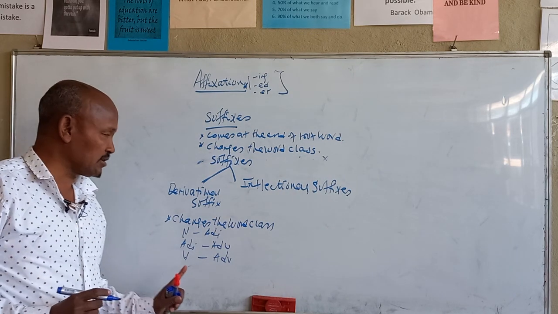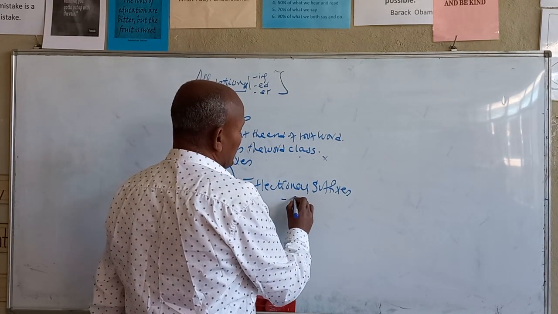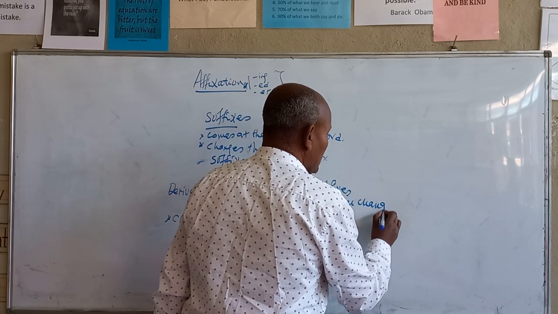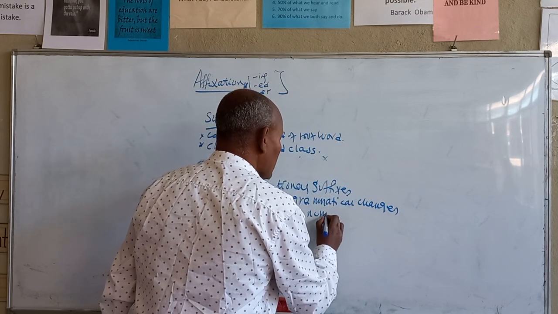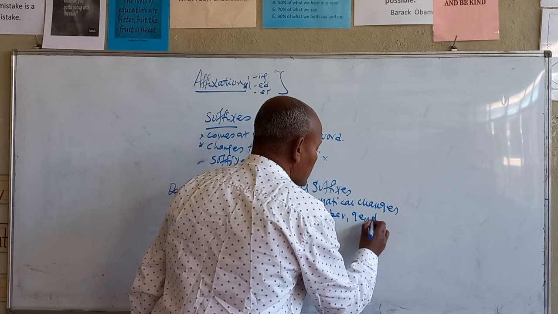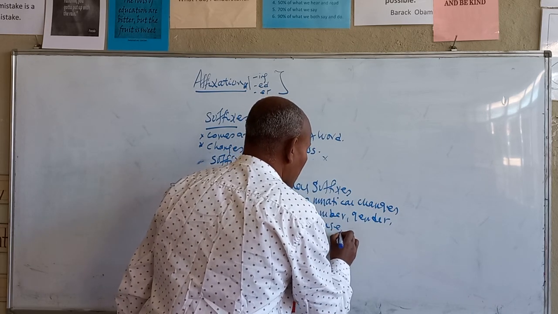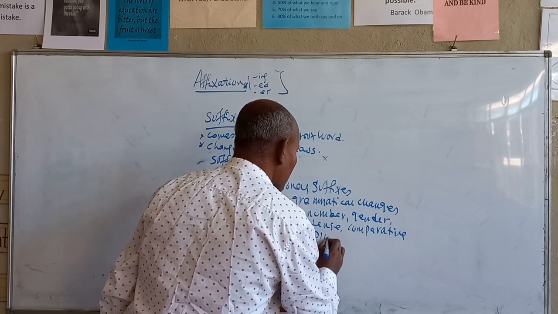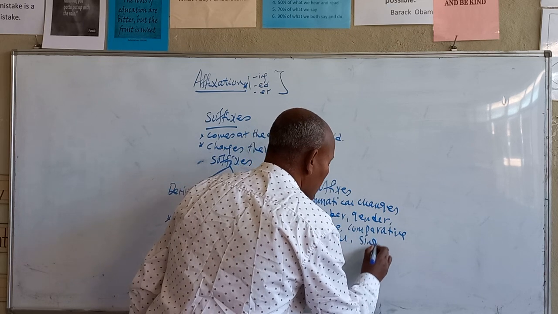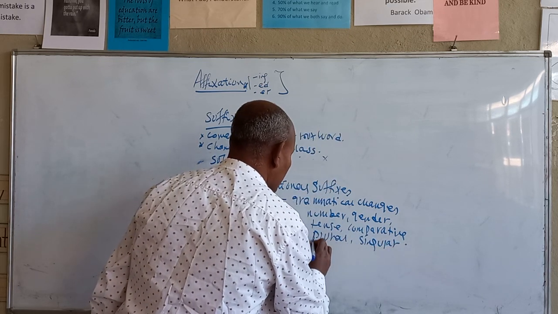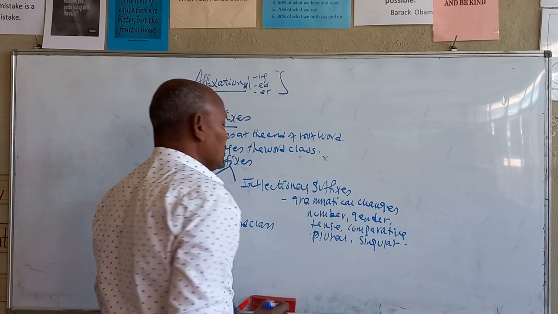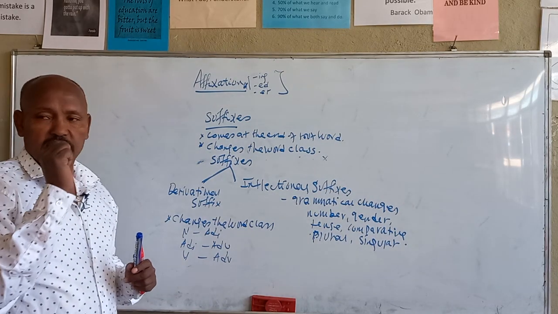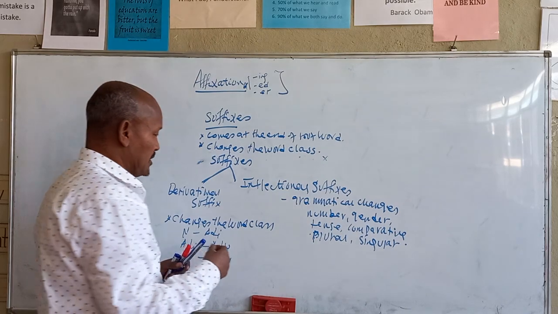This is derivational suffix. Inflectional is a grammatical change, yeah? Grammatical change means it changes number, gender, tense, comparative, and plural and singular. Look here. These are inflectional suffixes. Let me give you what derivational and inflectional suffixes mean.